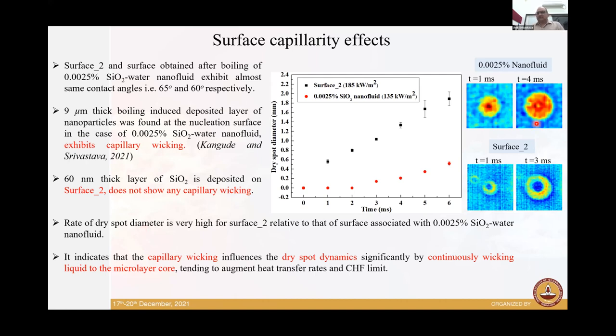So these are the thermal signatures. We have a direct comparison of these two. You can see that this is nanofluid. The heat fluxes are more pronounced and more spread over, whereas in surface two, where the capillary wicking effects were not that prominent, it is primarily the contact line driven mechanism.